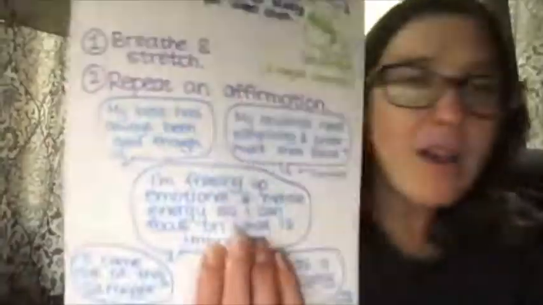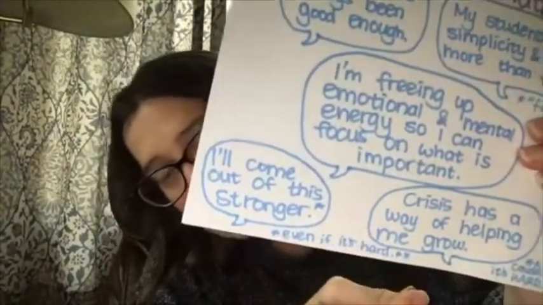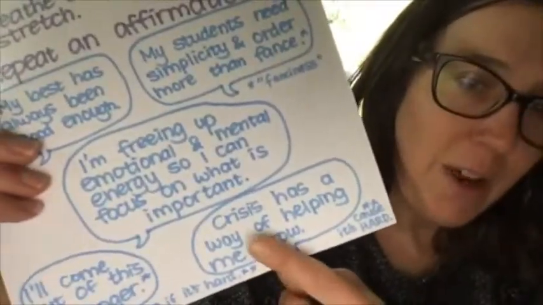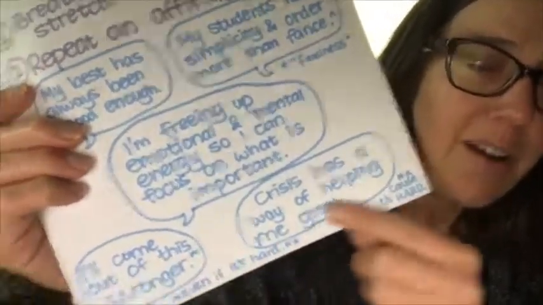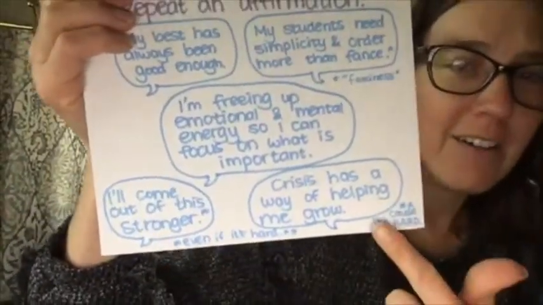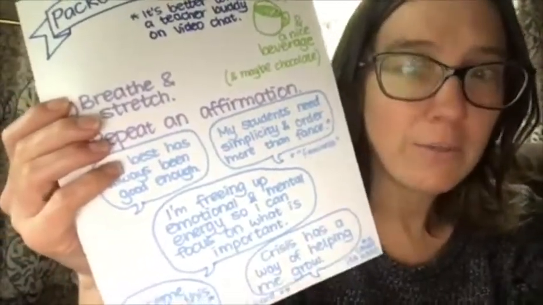But, okay, you are hopefully going to remember this mantra and repeat it to yourself. Let's see, what else? I'll come out of this stronger even if it's hard. Look, that's a good thing to tell yourself. And then, crisis has a way of helping me grow. This one goes like this: I'll come out of this stronger, even if it's hard, because it is hard. I mean, not to minimize it, right? Like, oh, you'll be stronger in the end. Because it's not easy, but it is going to make you stronger.